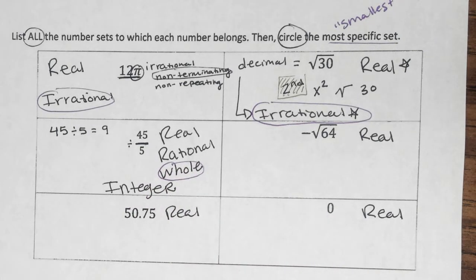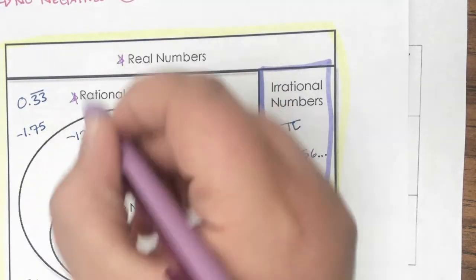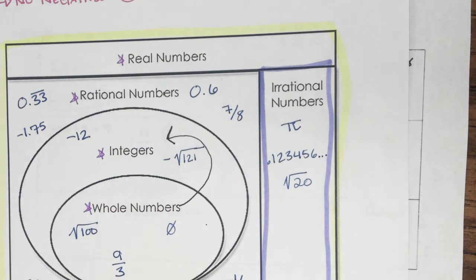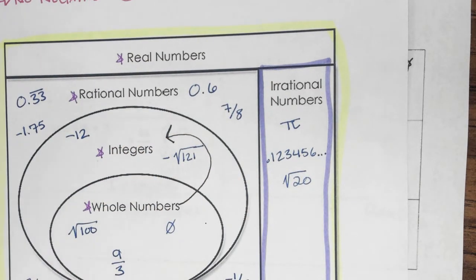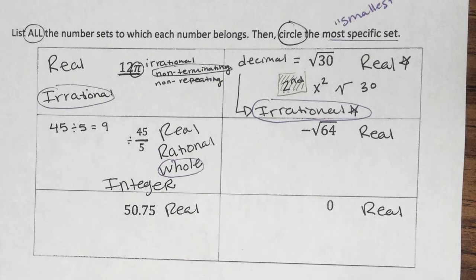The other way you can tell is by looking at your picture. My sets in question were real, rational, integer, and whole. The smallest bubble here is whole numbers. So the most specific set should be whole. And you guys are going to try the next examples on your own.